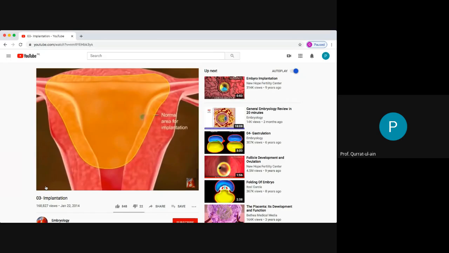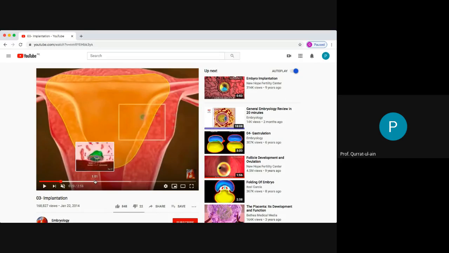It will erode. Now, this is an important point here. They've highlighted this part of the uterus, showing you that this part of the uterus is the posterior part. Posterior means the superior and the posterior wall of the uterus where the implantation will occur. If the implantation occurs somewhere here, this is an abnormal implantation. The implantation must occur in the posterior and the superior part. So let's see what happens next.